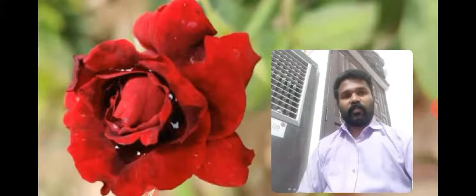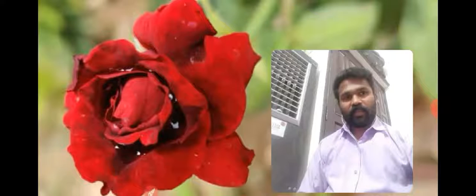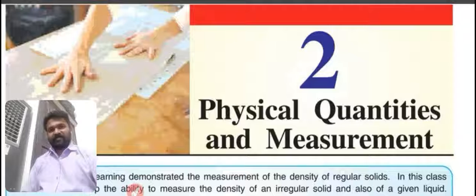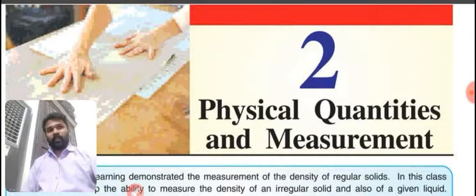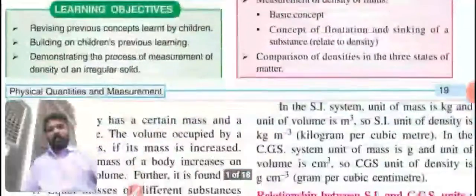Okay, so now we are going to start our second unit, physical quantities and measurement. All of you take out your book and others please stay on video and watch the video carefully. Okay students, this is our second unit, physical quantities and measurement. From this chapter, first of all we are going to discuss the point density.